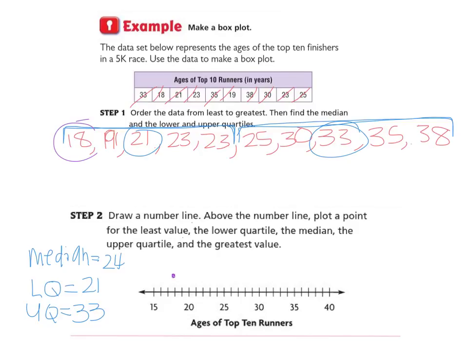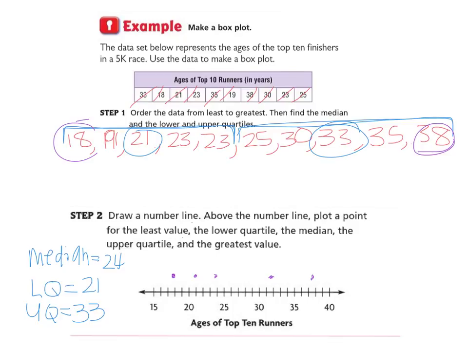And then it says to draw the lower quartile. My LQ was 21. So that looks about there. And then the median, which was 24. About there. And the upper quartile, which was the UQ, was 33. And then my highest number, it looks like the oldest person was 38. It's pretty old to be running a 5K, I guess.